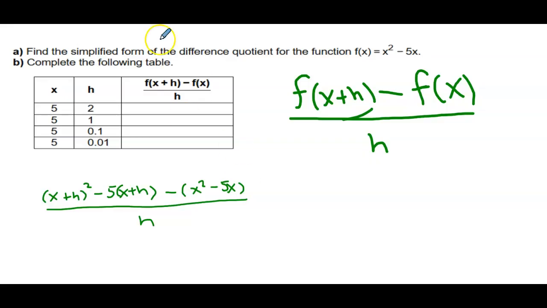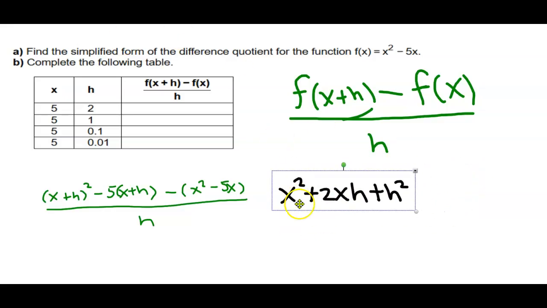So we have three terms in the numerator. We'll handle this first term. This is a binomial squared, so we just want to expand that. We're going to multiply x plus h times x plus h. You can write x plus h side by side with another x plus h and FOIL, or if you're familiar with the form for squaring a binomial, this should be x squared plus 2xh plus h squared.